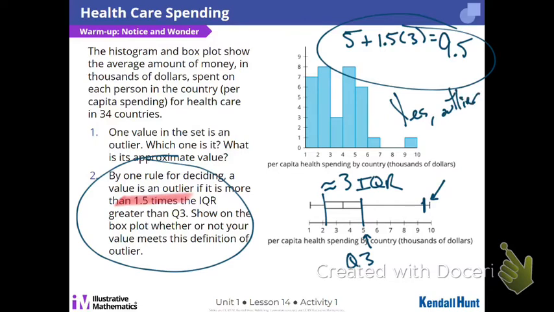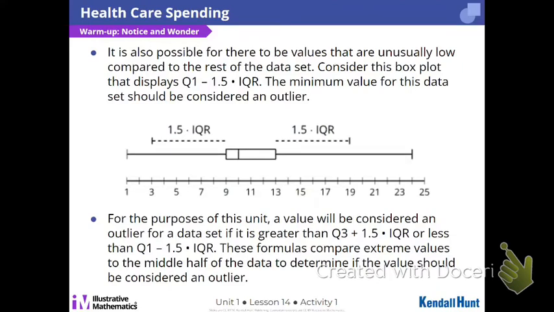Now, this isn't on here, but let's look at the lower level. It looks closer to the middle, doesn't it? But let's see what the math does. The first quartile is 2, and I'm going to subtract 1.5 times 3. And I get negative stuff. So can there be a negative price per person for healthcare? No. So is there even an opportunity for a low outlier? No. So again, this is the rule of 1.5. So this is another visual about that 1.5 interquartile range.